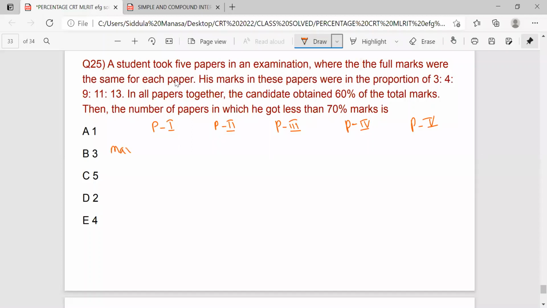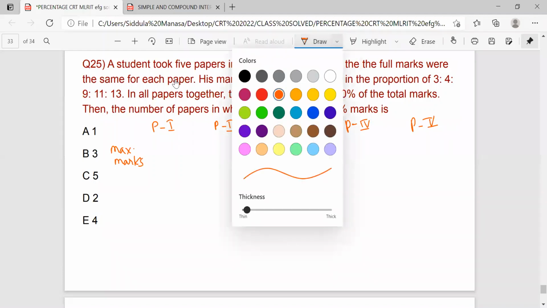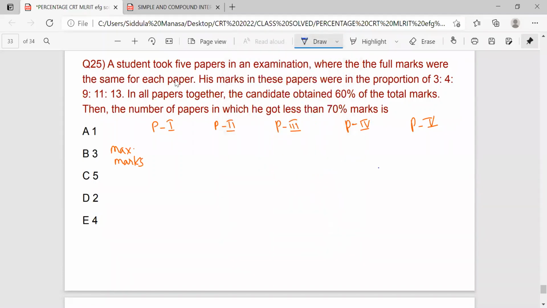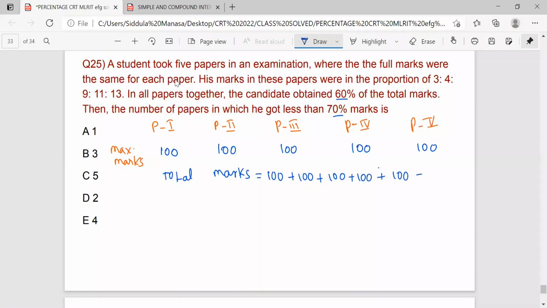So the maximum marks in each paper is not mentioned, but he mentioned that the full marks in each paper are the same. Here the question is dealing with percentages, so let us take a good number, paper 1 maximum marks 100, paper 2 maximum marks 100, and papers 3, 4, 5 also 100 only. So we can calculate the total marks: 100 plus 100 plus 100, like that 5 times, which is 500. This is the total marks.